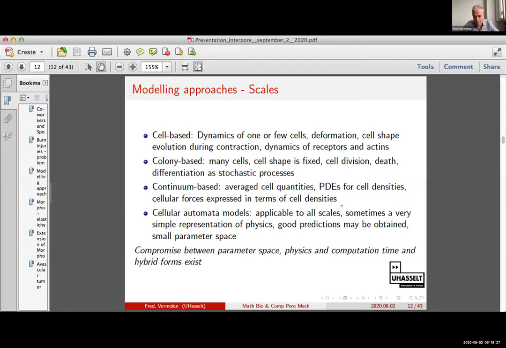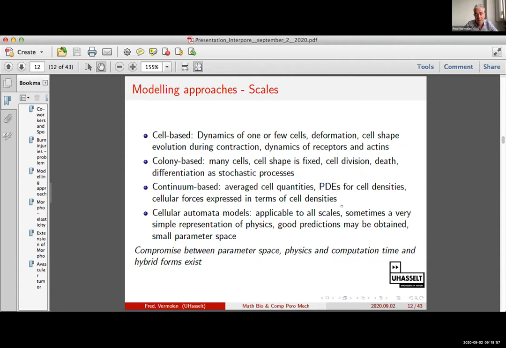There's colony-based approaches, in which we incorporate many cells. Each cell is treated as an individual entity. The cell shape, however, will be fixed, and there will be cell division, death and differentiation as stochastic or random processes. There's continuum approaches in which we only consider partial differential equations, and this is something that I'm going to talk about a bit more in detail in this presentation, in which we have average cell quantities and partial differential equations. Cellular forces are expressed in terms of the cell densities.